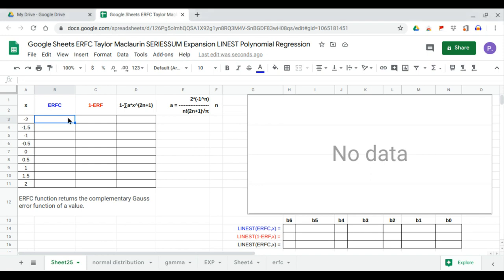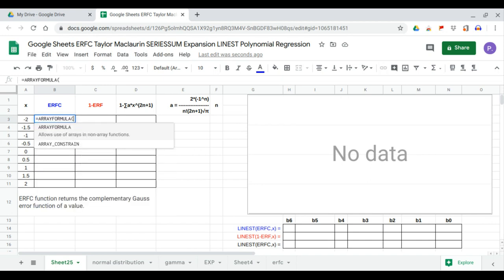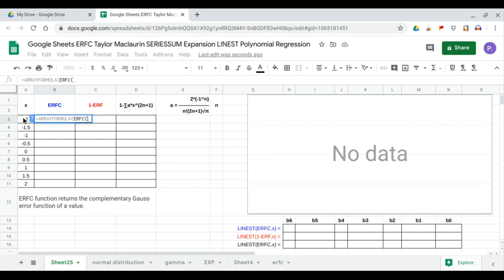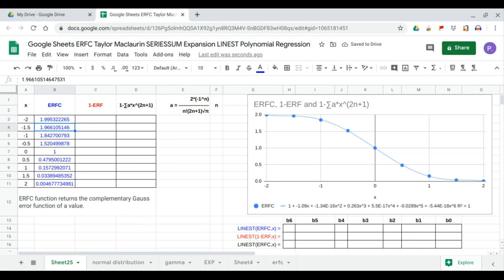Let's generate the ERFC function using array formula. ERFC of the x values. Here you have the trend line of the ERFC over values of -2 to +2 for x. And here you have the trend line equation to the degree 6, and you'll notice the R square is 1, meaning it's a perfect fit.